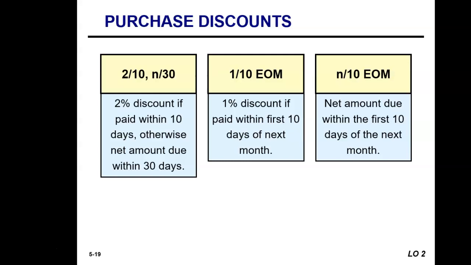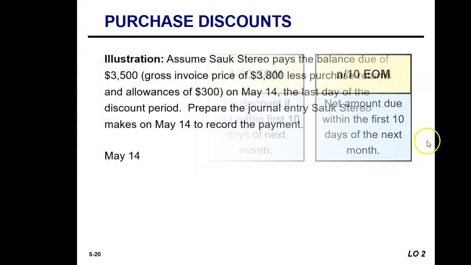Now there are different types of terms. We just discussed the 2/10. Again, 2% if paid within 10 days, otherwise due within 30. Terms may say 1/10 EOM. This is a 1% discount if paid within the first 10 days of the next month. So the EOM stands for end of the month. Or it could be N/10 EOM, net amount due within the first 10 days of the next month. So again, different invoices will have different credit terms. Make sure that you understand what those different credit terms represent.